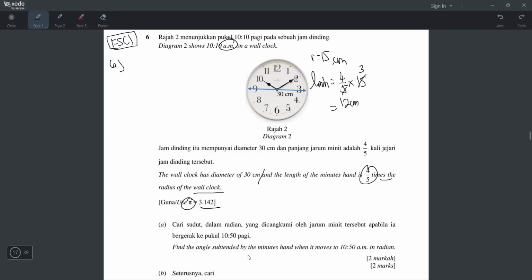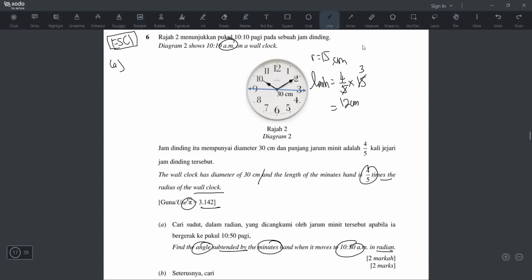Okay, so let's do A now. Find the angle subtended by the minute hand when it moves to 10:50 a.m. in radian. Okay, so I will use red color. Move to 10:50. Okay, where is the minute hand now? 10:50. So I think, okay, we only look at the minute hand, right? We don't care about the hour hand. So this minute hand will move to 10:50. So it will sit here. Okay. Originally it is here. Okay, but now it moves to here, 10:50 a.m. And it wants us to find the angle subtended by the minute hand when it moves, right? Okay, it wants to find the angle in radian.